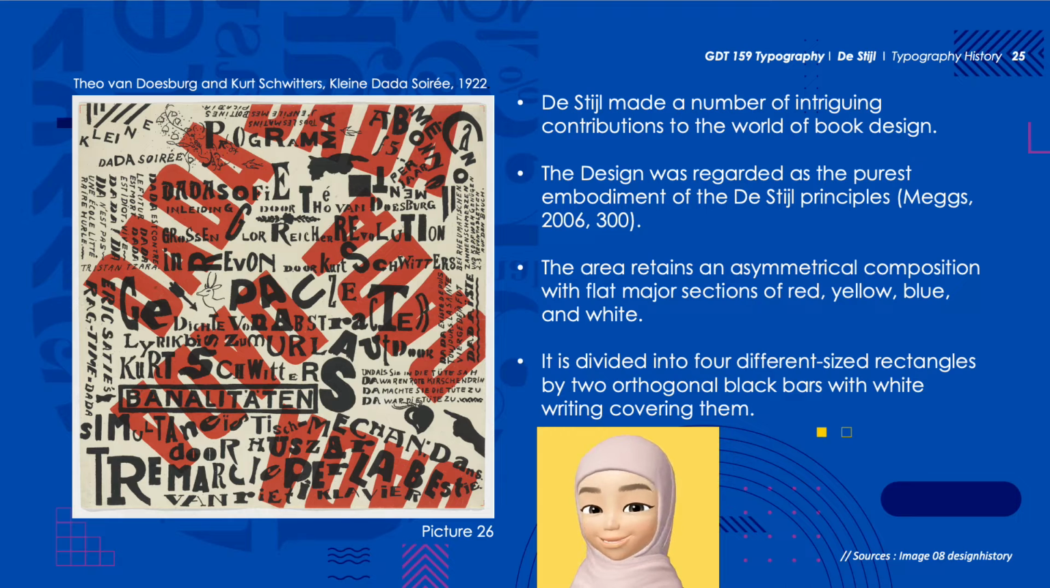De Stijl made a number of intriguing contributions to the world of book design. The design was regarded as the purest embodiment of the De Stijl principles. The area retains a symmetrical composition with flat major sections of red, yellow, blue, and white. It is divided into four different sized rectangles by two orthogonal black bars with white writing covering them.